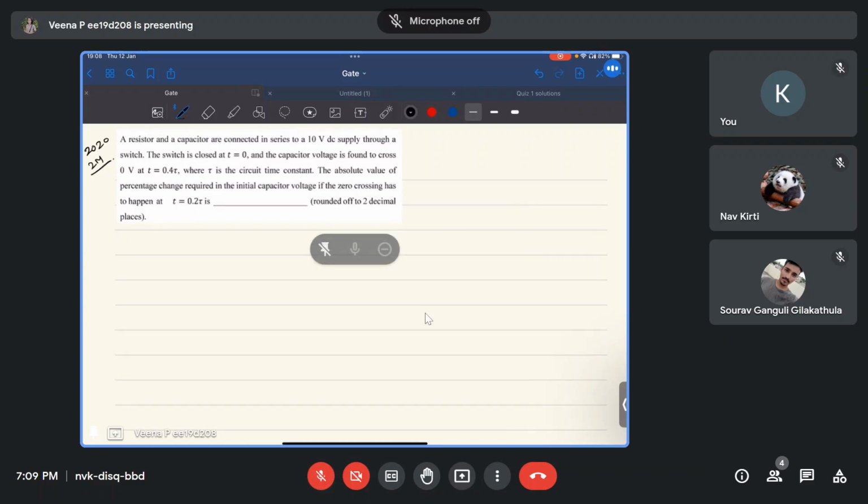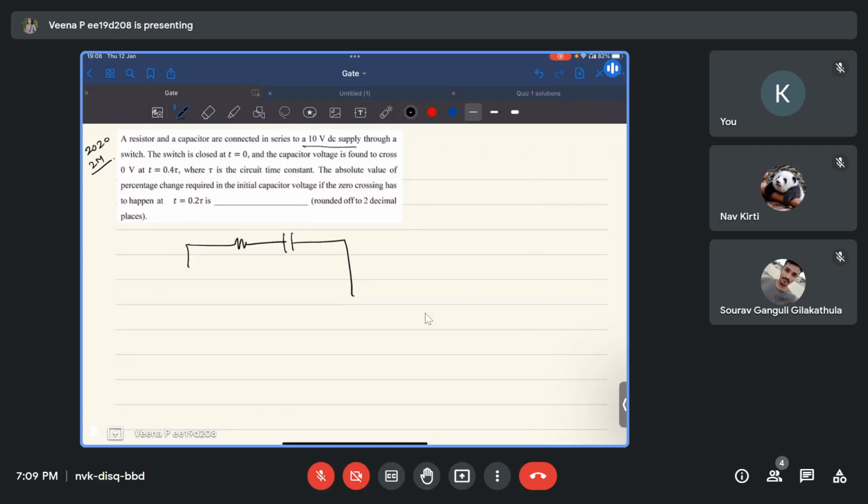So the first problem is from GATE 2020 for 2 marks. A resistor and a capacitor are connected in series to a 10-volt DC supply through a switch. So we have a resistor and a capacitor. They are connected in series through a 10-volt DC supply. They are connected through a switch. The switch is closed at t equal to 0 and the capacitor voltage is found to cross 0 volt at t equal to 0.4 tau.